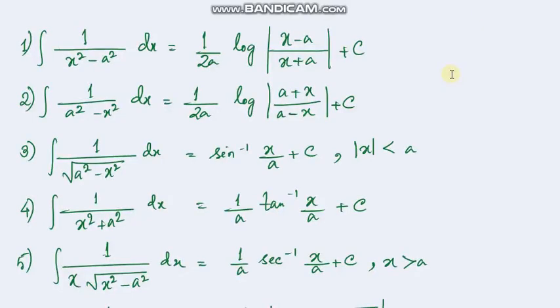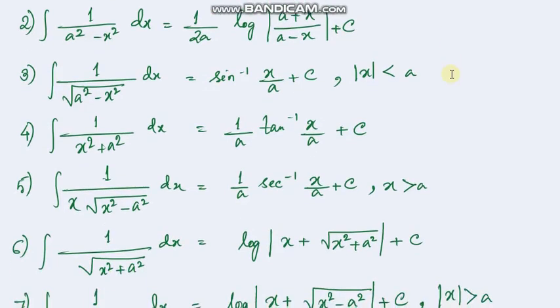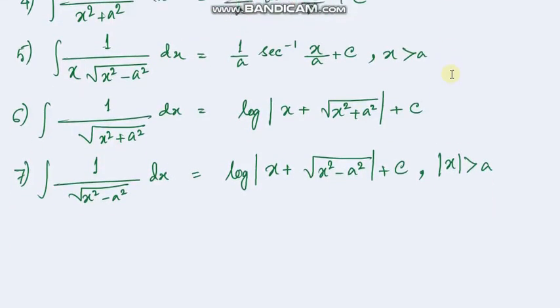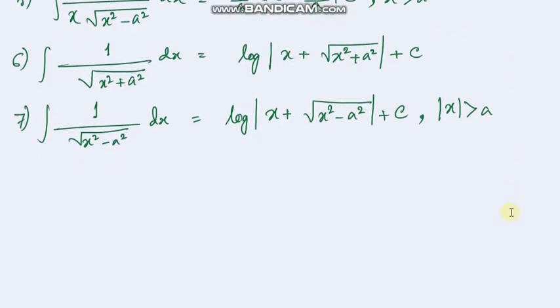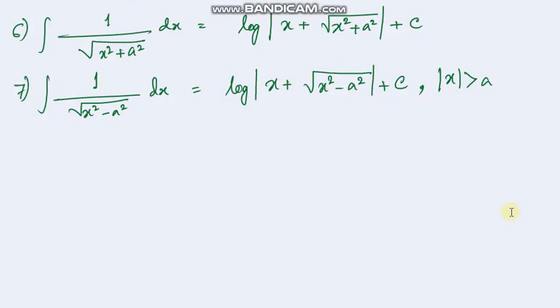Hello everyone. Today I'm going to discuss how to apply this formula. Just check the formulas and please note it down. So overall there are total 7 formulas. I'm going to show you a couple of sums where we need to apply this formula.